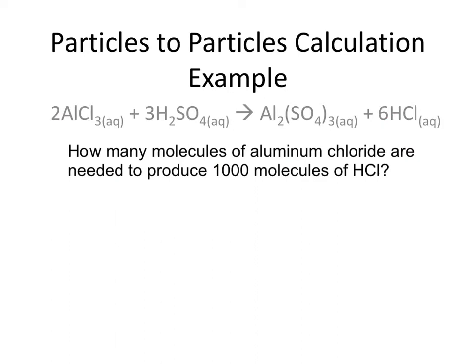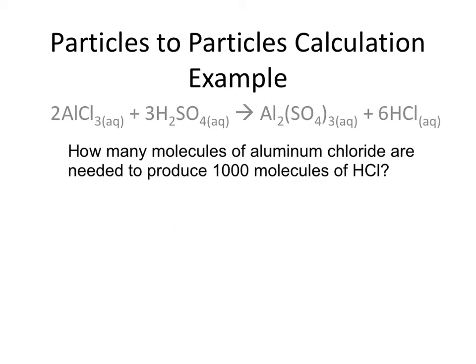Sometimes we want to do a particles to particles calculation. We're still using the same balanced equation. So in this question, we are going from molecules to molecules. How many molecules of aluminum chloride are needed to produce 1,000 molecules of HCl?